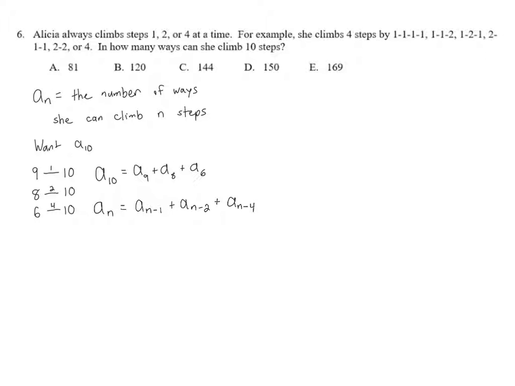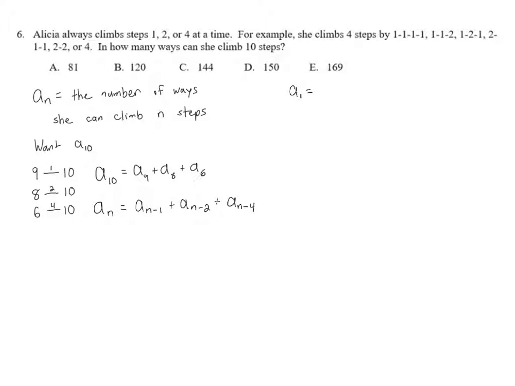And if we add the number of ways to get to the n minus first step and the n minus second step and the n minus fourth step, that's going to give us the number of ways she can get to the nth step. And we're going to be able to do this to figure out what a sub n is. We're going to start with a sub 1, a sub 2, a sub 3, and a sub 4, and we're going to calculate those directly because they're not too difficult.